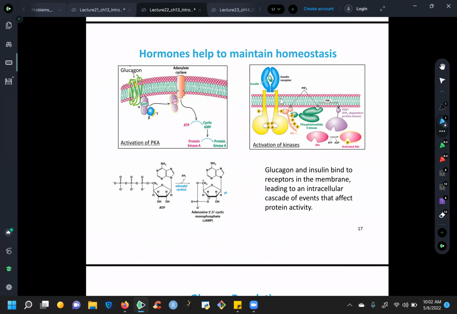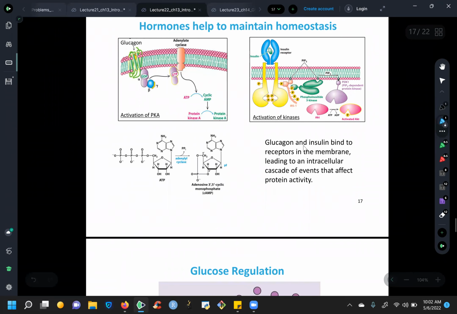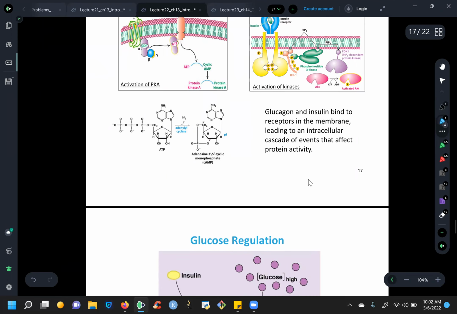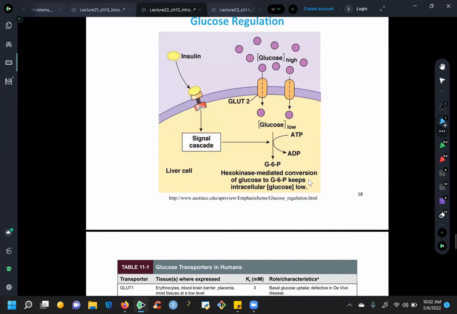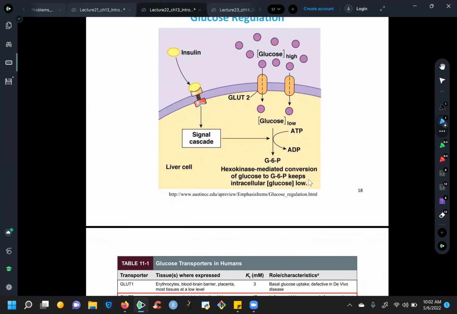Hormones help to maintain homeostasis. Glucagon and insulin bind to receptors in the membrane, leading to an intracellular cascade of events that affect protein activity. Glucose regulation: hexokinase-mediated conversion of glucose to glucose 6-phosphate keeps intracellular glucose low. I would make a flashcard for this.